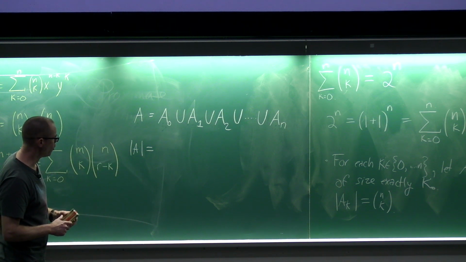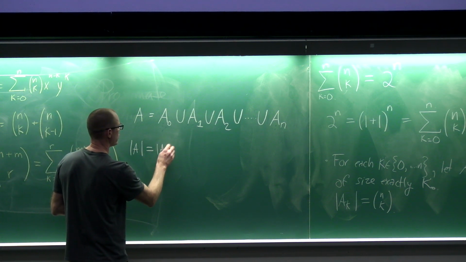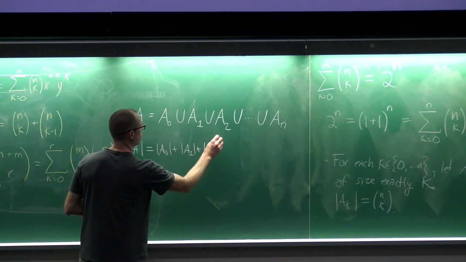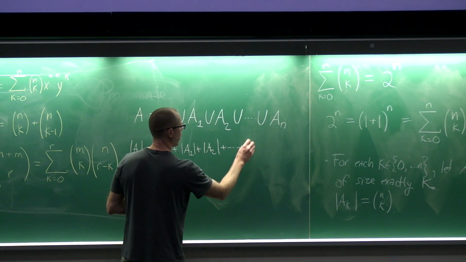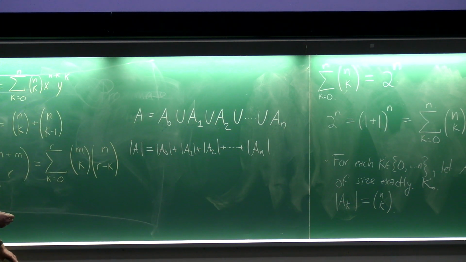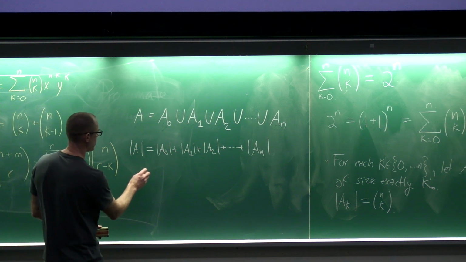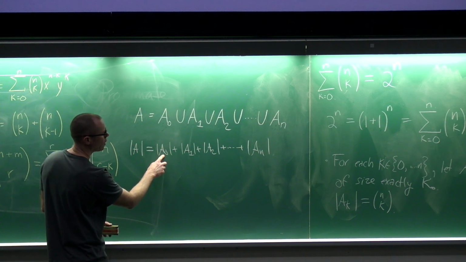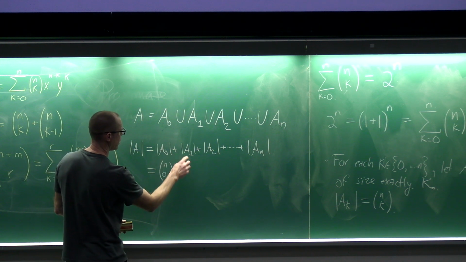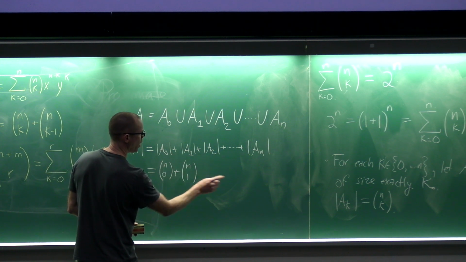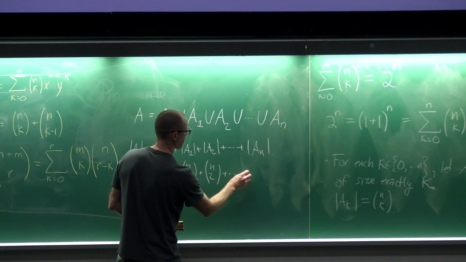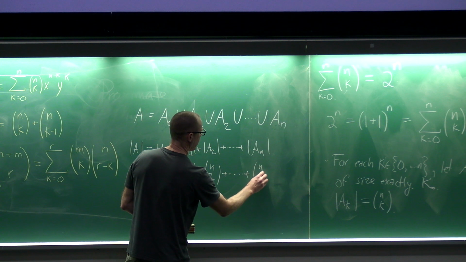And so we can use the sum rule to get that the size of A is just the size of A_0 plus the size of A_1 plus the size of A_2, and so on, up to A_n. But wait a minute. That says that the size of A is: the size of A_0 is n choose 0. The size of A_1 is n choose 1. That's what we have over there. n choose 2, and so on, n choose n.